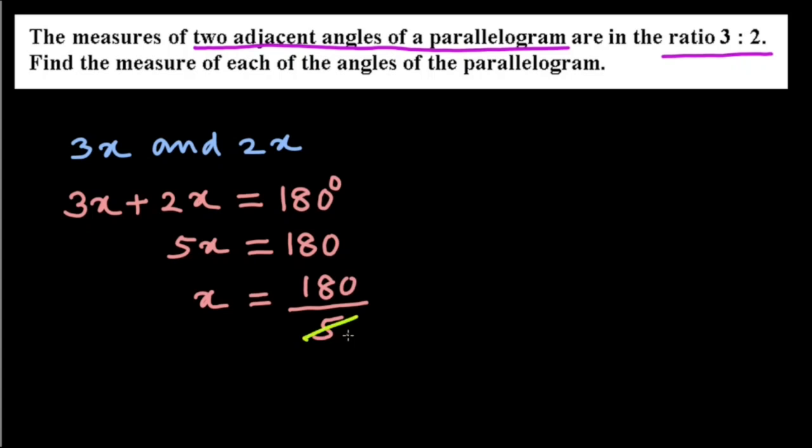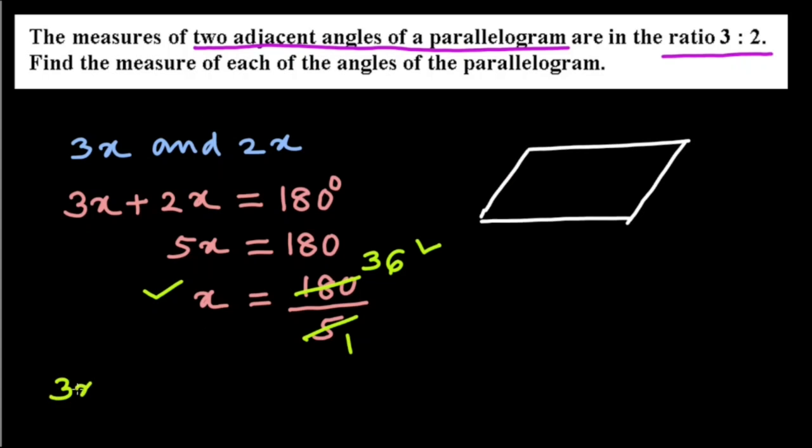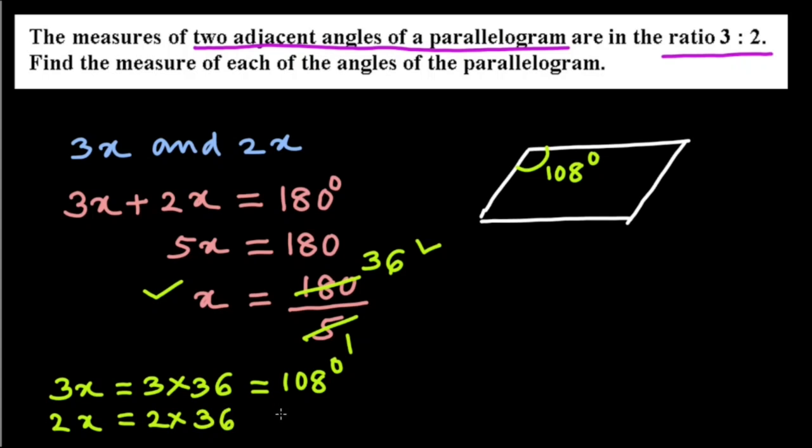5 ones are 5, 5 threes are 15, 5 sixes are 30, so x equals 36. So we get x, which is the common multiple of 3x and 2x, as 36. So the adjacent angles of the parallelogram will be 3x, that will be 3 multiplied by 36, that is 108 degrees. So suppose this angle is 108 degrees and 2x equals 2 multiplied by 36, which will be 72 degrees. So say this angle is 72 degrees.